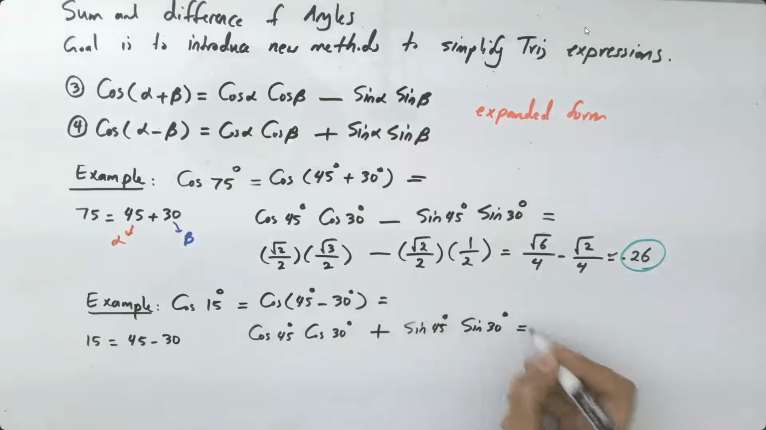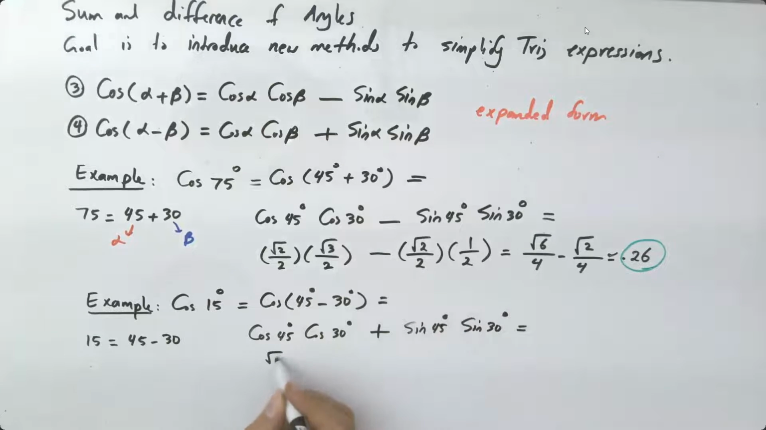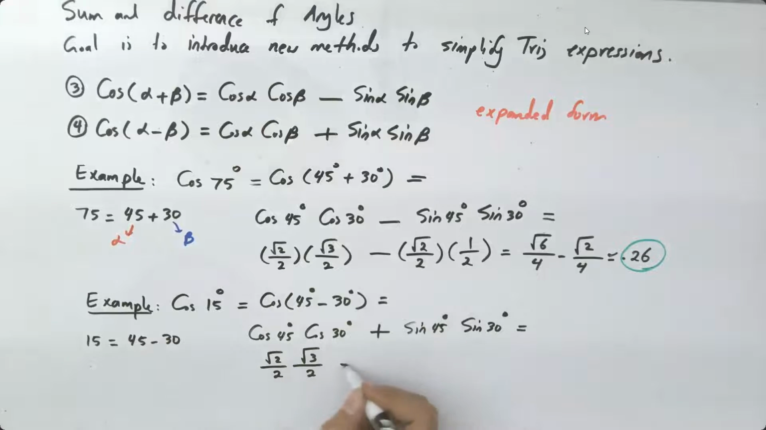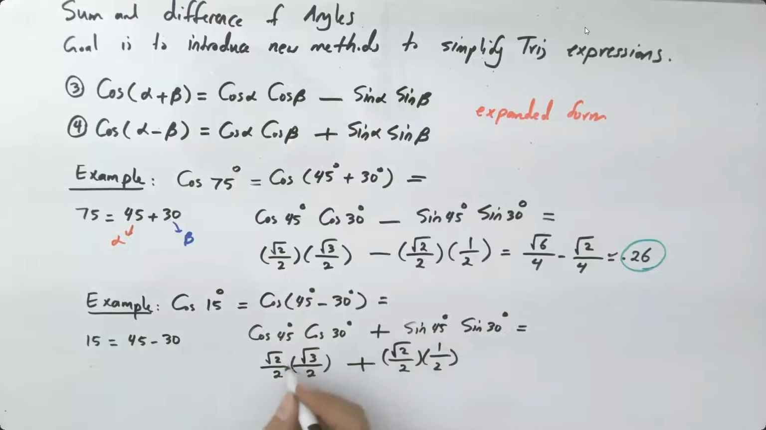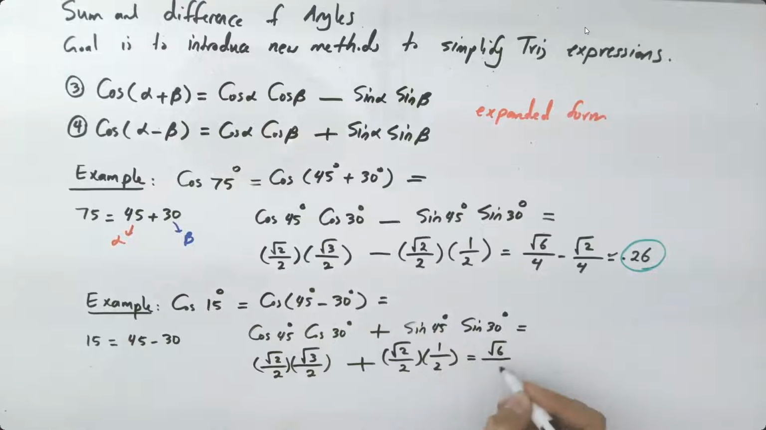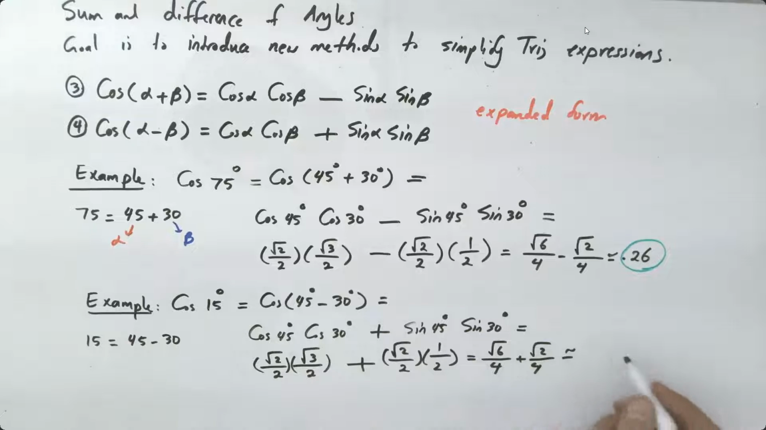Very good. So this becomes square root of 2 divided by 2 times square root of 3 over 2 plus square root of 2 over 2 times a half. Okay, you already know how to deal with these numbers using the unit circle. Square root of 6 over 4 plus square root of 2 over 4, which was about 1 or 0.97.